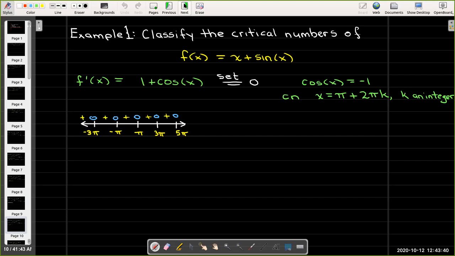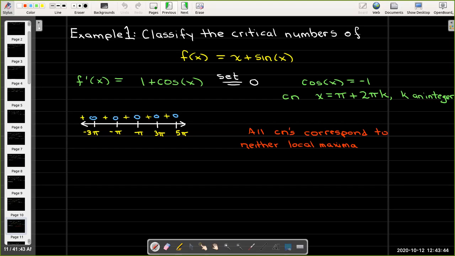And now let me just look at the patterns. I can see that as far as classifying the critical numbers, I go from positive to positive, increasing to increasing, increasing to increasing. So all of the critical numbers neither correspond to a local minima nor to a local maxima.